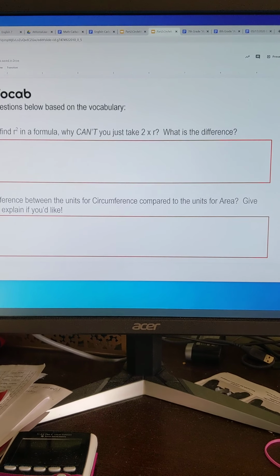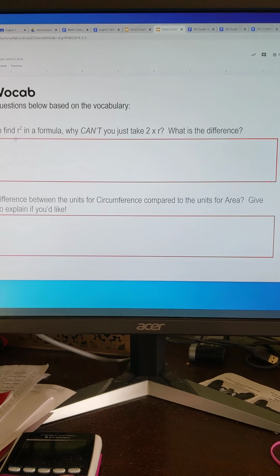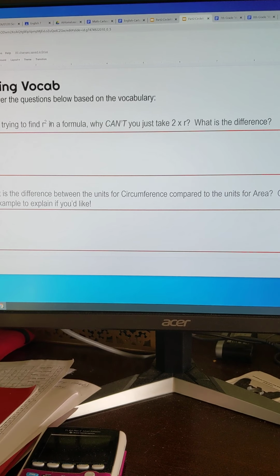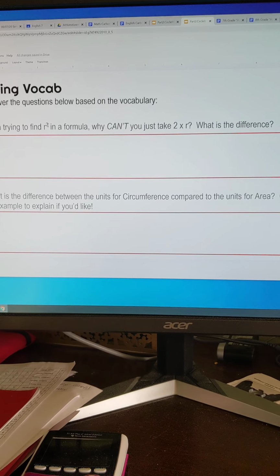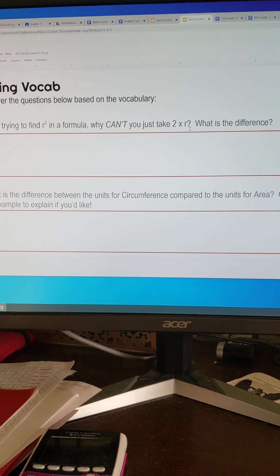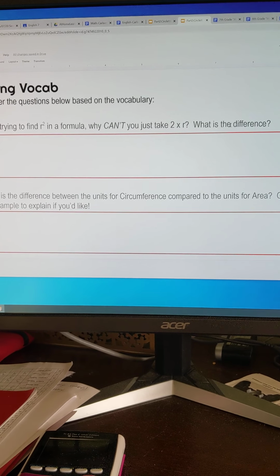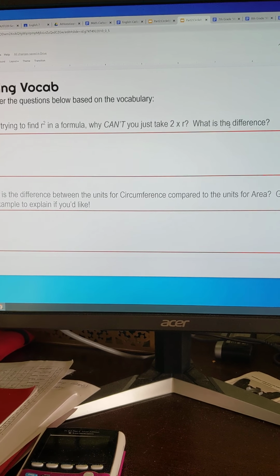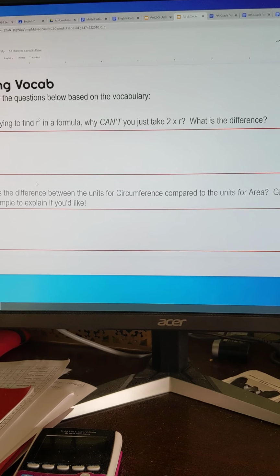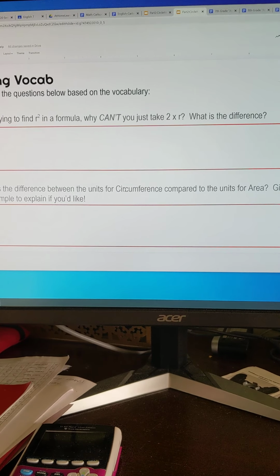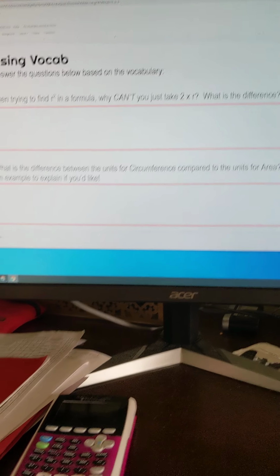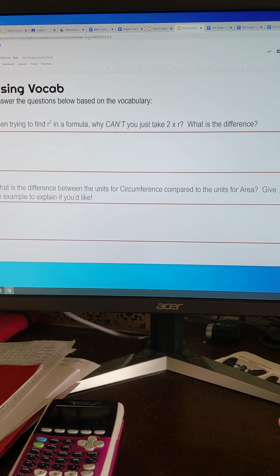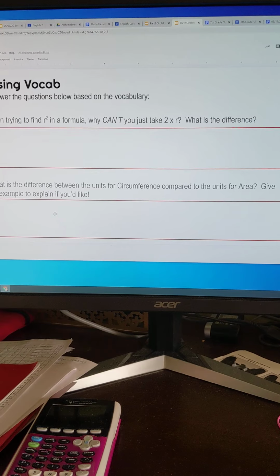Then he explained a couple things in the video that are really important, and some of this is review. I want you to answer these using sentences. When you're trying to find r squared, you're going to be taking the radius squared. Why can't you just take 2 times the radius? What's the difference between both of those? And you'll see both of those things in each equation. And then, what is the difference between the units for circumference compared to the units for area? When you are labeling your answers, it will make a difference whether you're finding circumference or area. So I want you to explain what that is.